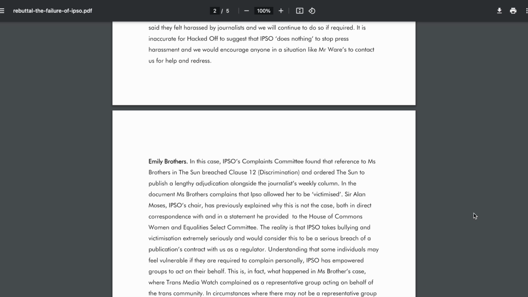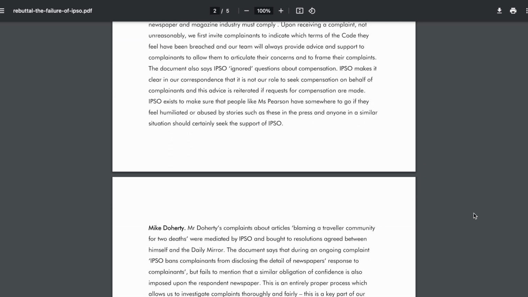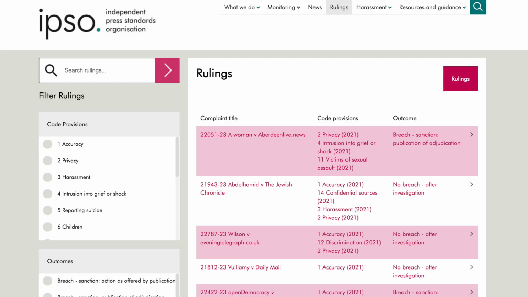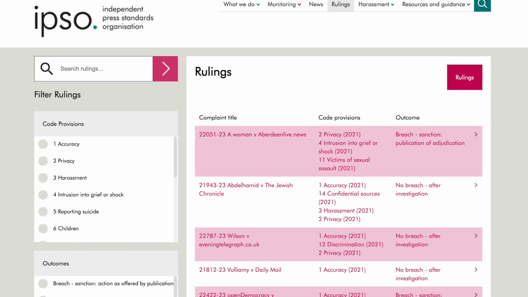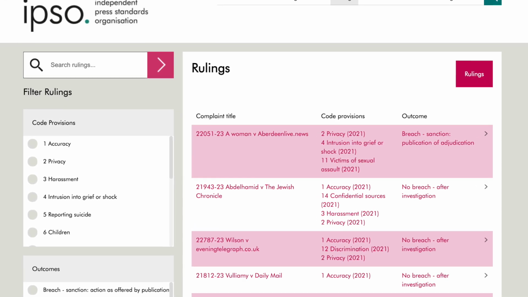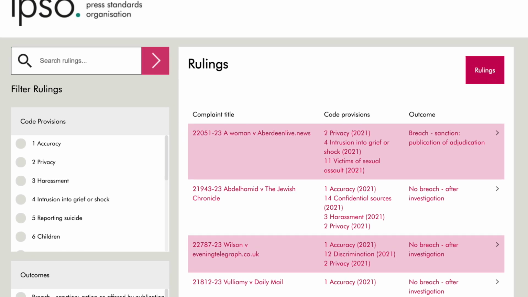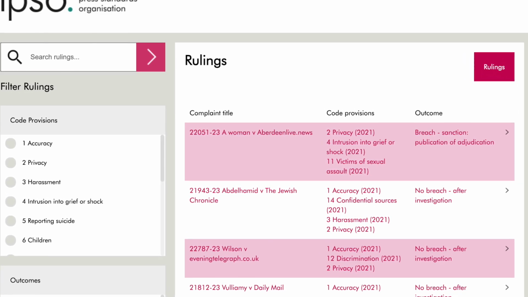IPSO provided a rebuttal in which they claimed that a lot of the comments made by Hacked Off were incorrect. What you may want to do is go to the IPSO website, have a look at the outcomes of the rulings and come to a conclusion yourself. Just to add a spanner to the works, let's take a look at this.